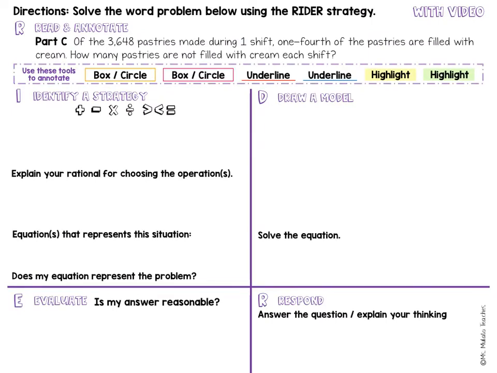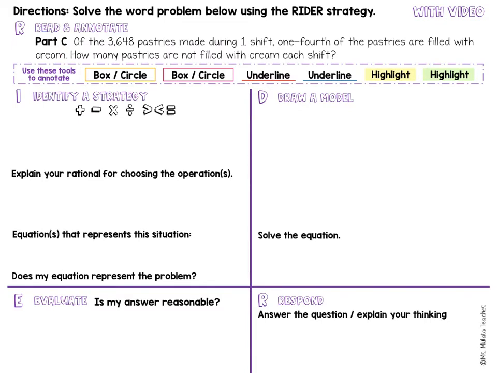We will begin solving Part C. Let's begin by reading the directions. Directions. Solve the word problem below using the writer strategy. We're going to begin with R. Read and annotate the question.